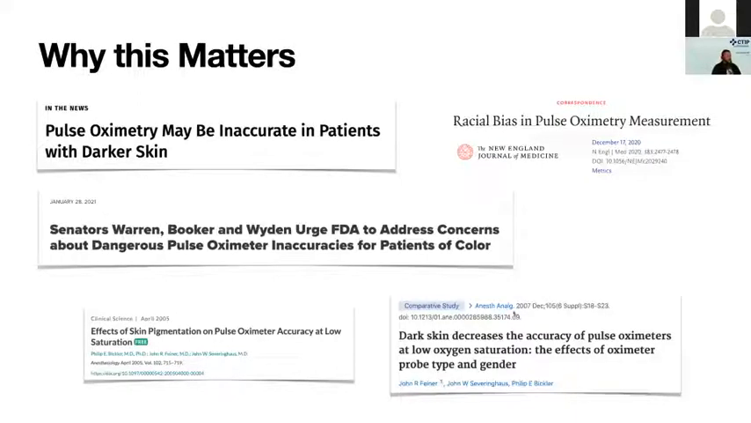We knew this in 2005, and it took COVID-19 for Congress to care, for the FDA to care, for us to care, right? These are our colleagues. These are physicians publishing in medical journals, and we as a community didn't care.